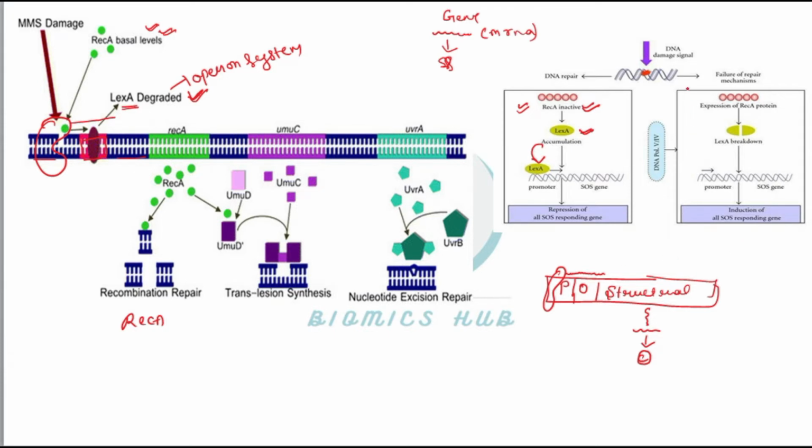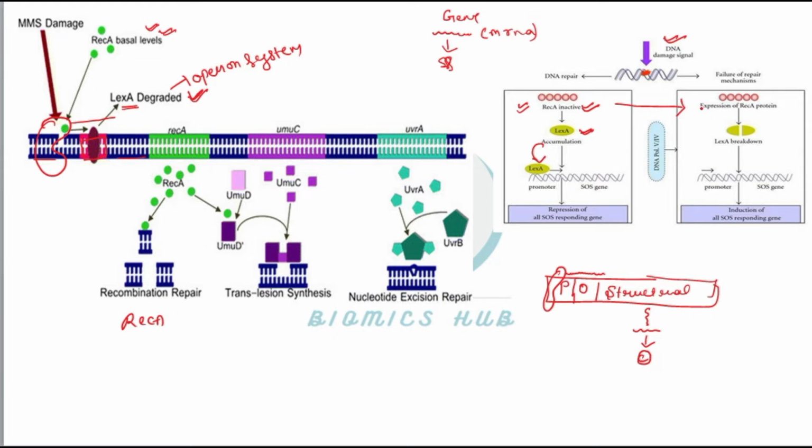But what happens when a cell is getting damaged due to UV radiation as well as mutation? There we require some of the genes which are responsible for the repair mechanism. During this case, the REC-A protein which was inactive in the normal condition will be activated.